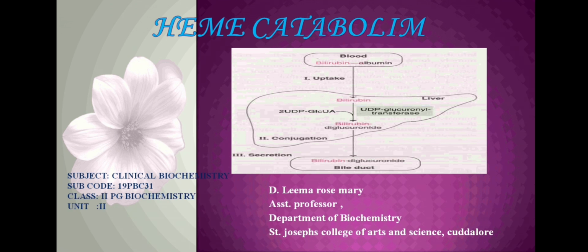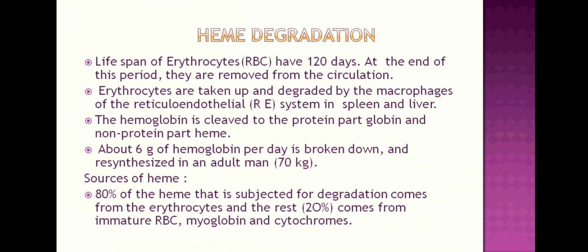Now I am going to talk about heme catabolism. The lifespan of erythrocytes is 120 days. At the end of this period, they are removed from the circulation. Erythrocytes are taken up and degraded by the macrophages of the reticuloendothelial system in spleen and liver.